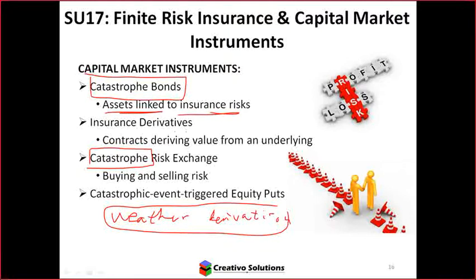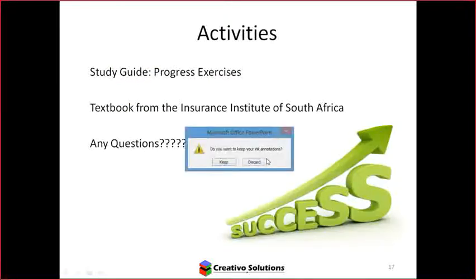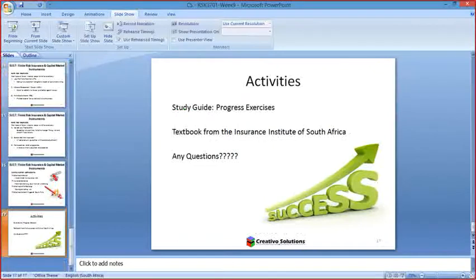So how about this, Melanie? That's the end of the notes. I want to quickly show you an example of a catastrophe bond. Do you still remember who Warren Buffett is?